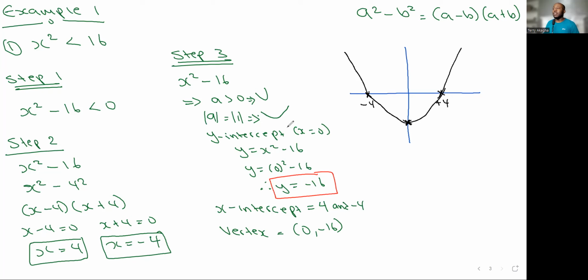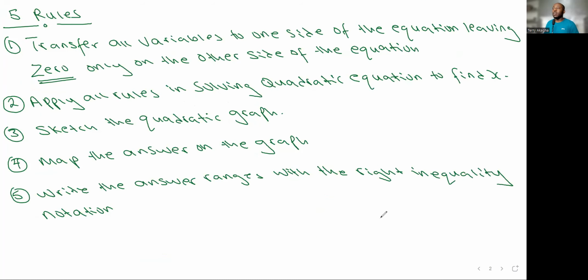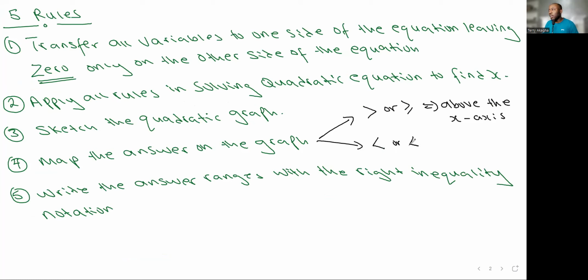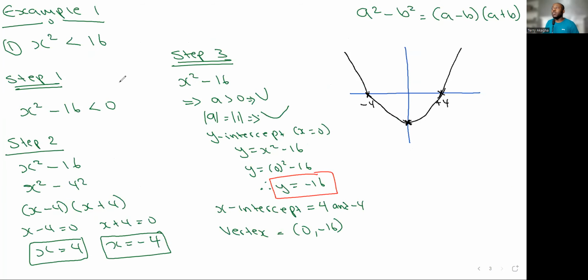The next step now is that we then have to find the solutions. Okay. So map the answers onto the graph. So we've done this before. So I told you when it's greater than or greater than equal to, it is above the x-axis. We've done this before in the previous video. And I told you as well, if it's less than or less than equal to, it is going to be below the x-axis. So let's go back and see what the question gave us. The question gave us less than, so it's going to be below the x-axis.